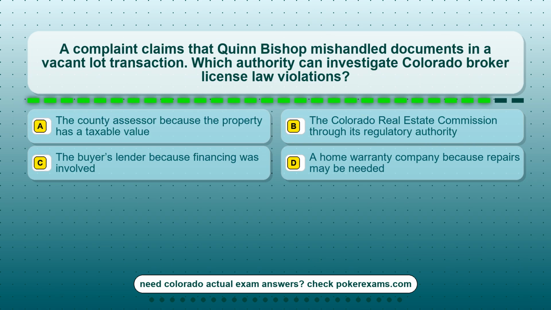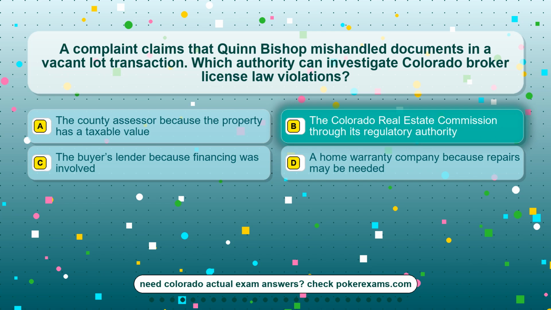Question 3. A complaint claims that Quinn Bishop mishandled documents in a vacant lot transaction. Which authority can investigate Colorado broker license law violations? Option A. The county assessor because the property has a taxable value. Option B. The Colorado Real Estate Commission through its regulatory authority. Option C. The buyer's lender because financing was involved. Option D. A home warranty company because repairs may be needed.